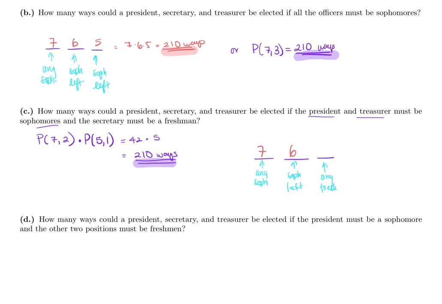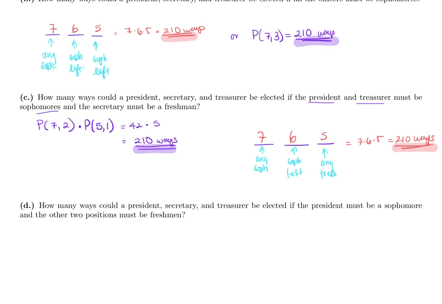And this is only by luck that there are 5 freshmen. If it had been 4 freshmen, it would have been 7 times 6 times 4. And this would have been over here, it would have been the permutation of 4 choose 1. Just so happened that I also picked 5, and that's how we ended up with 7 times 6 times 5, or 210 ways. So again, a couple different ways to do this problem.